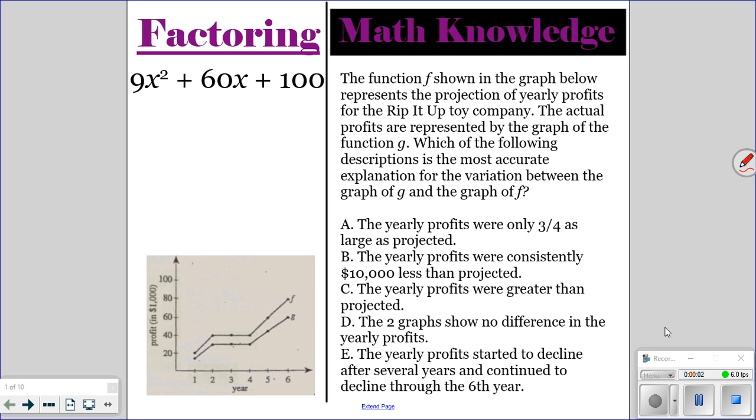Alright, so y'all go ahead and do the factoring and the math knowledge question for today. Pause the video, and once everyone is finished, you can unpause the video and I'll go over the correct answers.